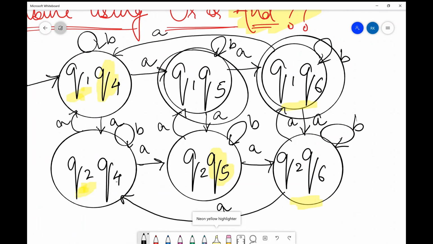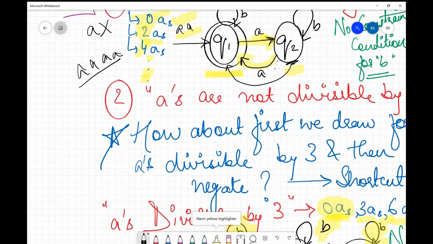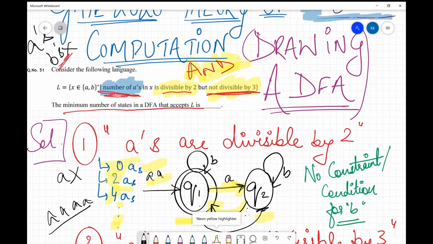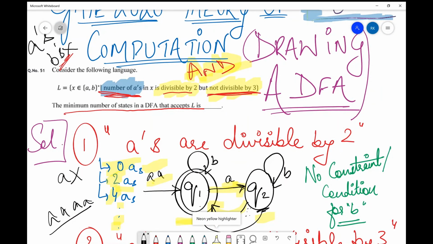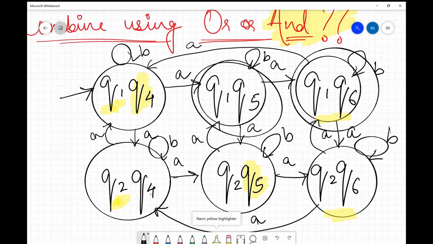And this is our final DFA. Now we go back to our question. What was our question? Let's see. The question was that we need to find the minimum number of states in a DFA that accepts L. Minimum number of states in this DFA. So you just need to count the minimum number of states over here.